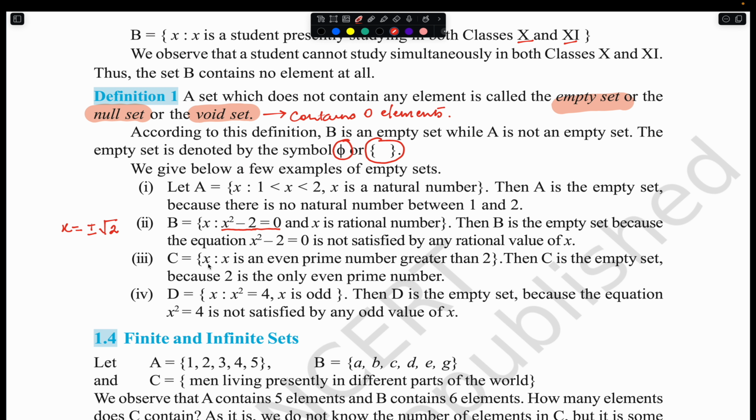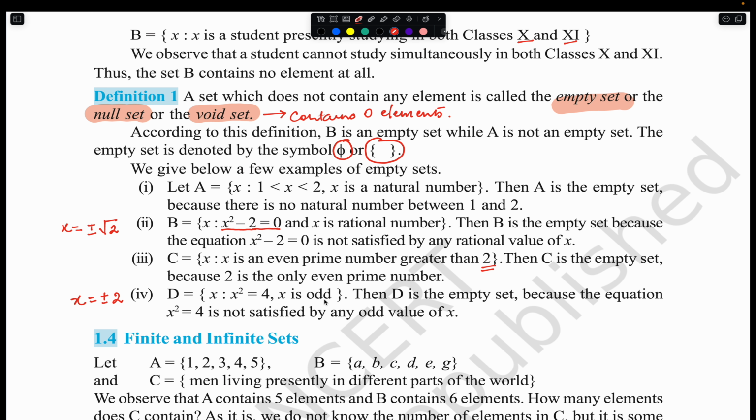Another example: C is a set, a collection of x's, where x is an even prime number greater than 2. We know that the only even prime number in the entire number set is 2. So other than 2, finding a prime number which is greater than 2 is not going to be a possibility. Again, it is a null set. And similarly, consider a set which is a collection of x's where x square is equal to 4 and x is odd. Since x square is equal to 4 gives two values, x is equal to +2 and -2, and both of them are even, right?